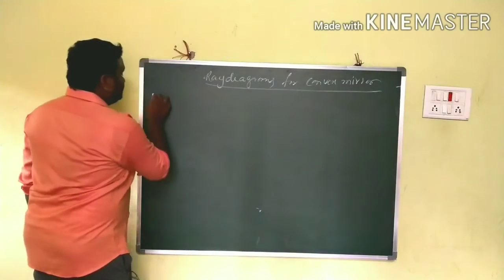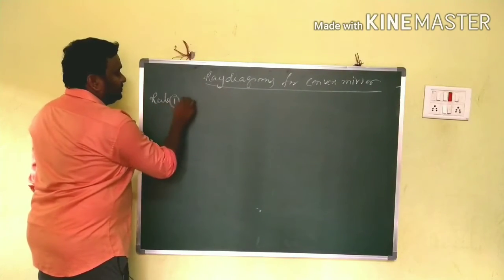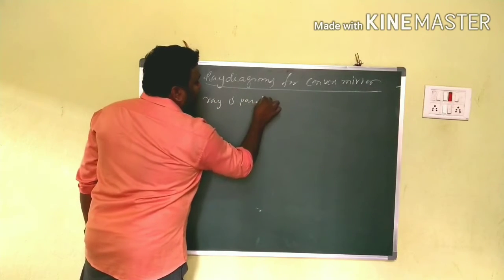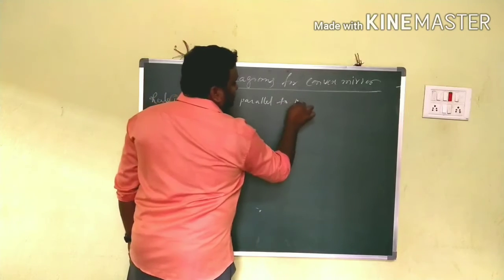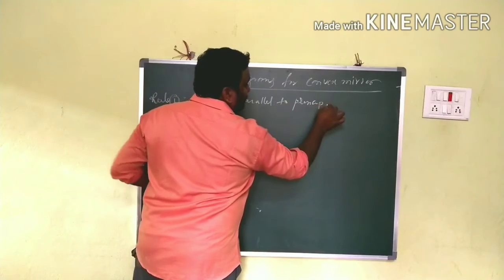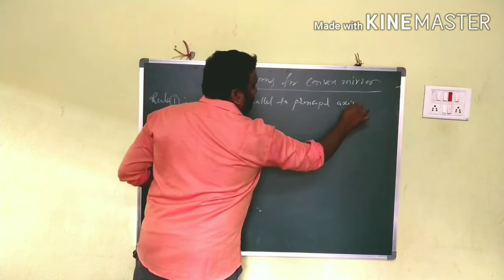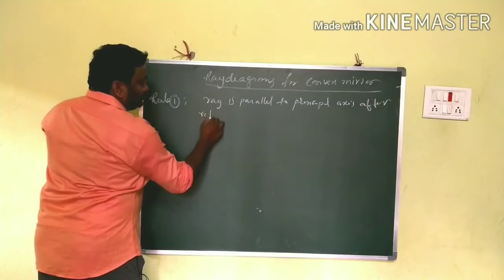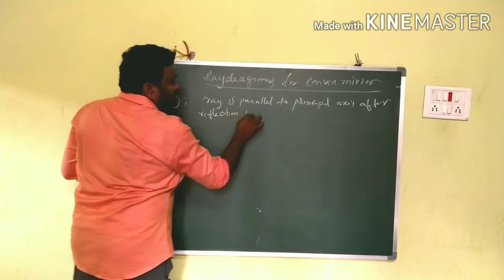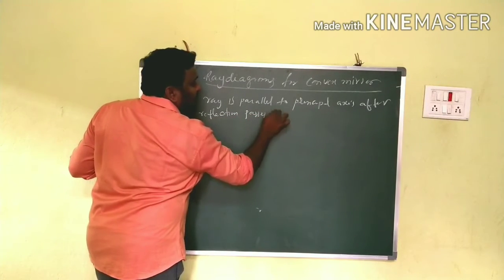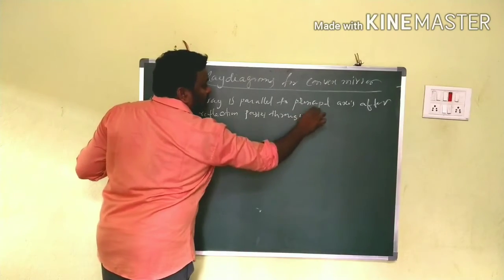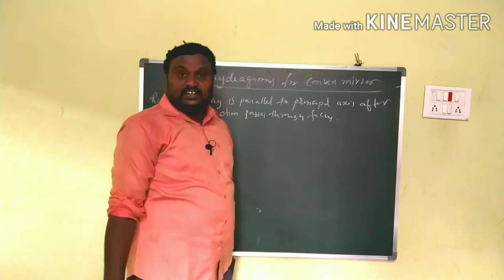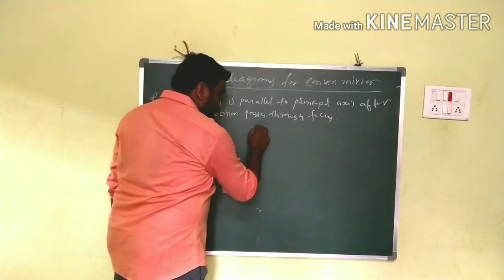So now rule 1. What is rule 1? The incident ray is parallel to the principal axis. After reflection, it passes through the focus. This is the rule number 1. For that, we go for a ray diagram.